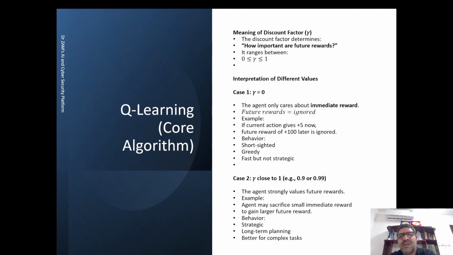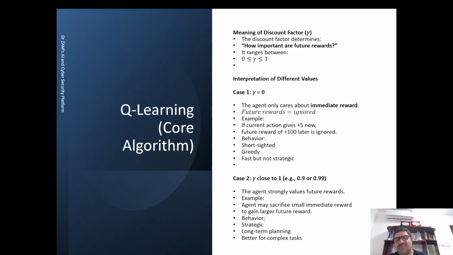We can take two cases here. Case one: if the value of gamma is equal to 0, the agent only cares about immediate reward. If the value of gamma is equal to 0 or close to 0, the agent will care about the immediate reward and not the future reward, so it is not futuristic and ignores future rewards. For example, if the current action gives you +5 now, a future reward of +100 later is ignored.